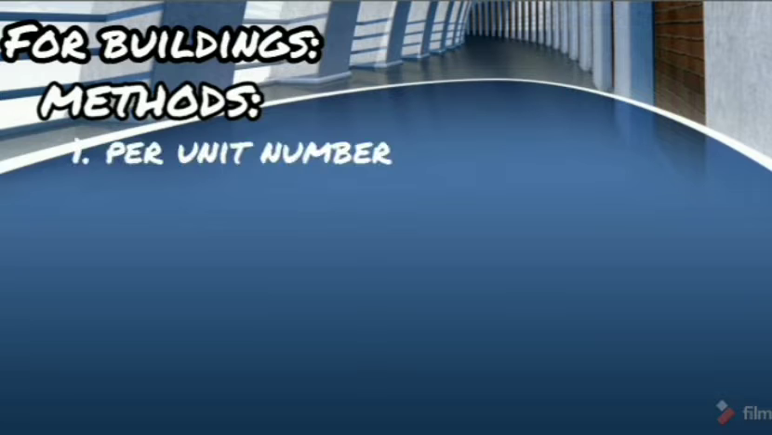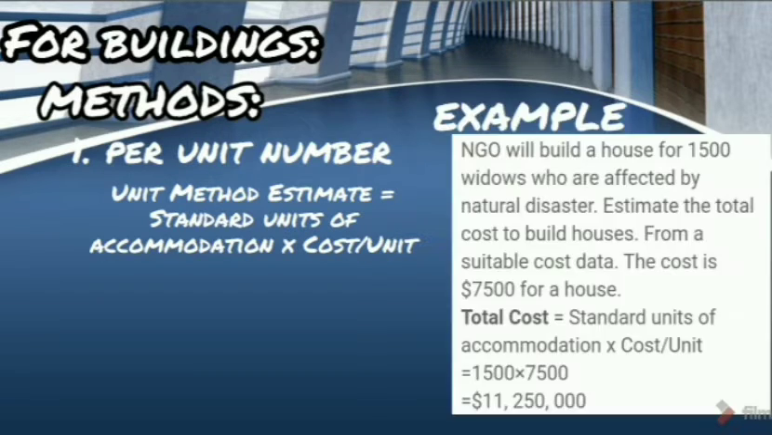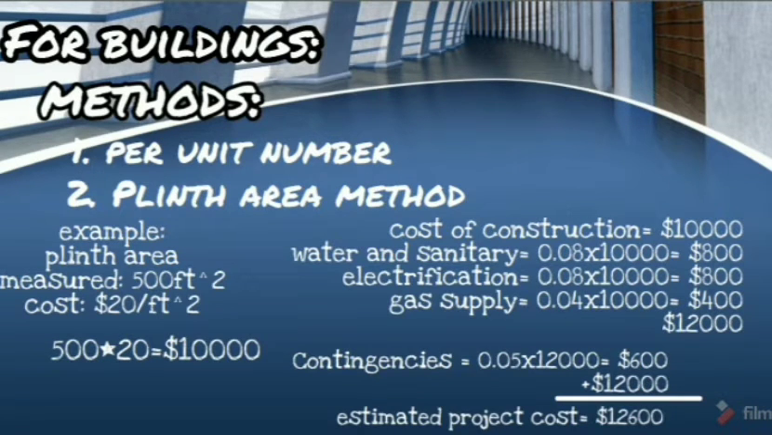Isa dito ay ang per unit number or ang method kung saan inaalam kung ilan ang population na kayang i-accommodate ng isang infrastructure. Standard unit cost of accommodation is to be multiplied by the cost per unit. Next is ang plinth area basis. Ito yung kalimitang ginagawa sa pag-construct ng mga building. The needed data here are the plinth area or ang area under the roof, and this is to be multiplied by the appropriate rates.